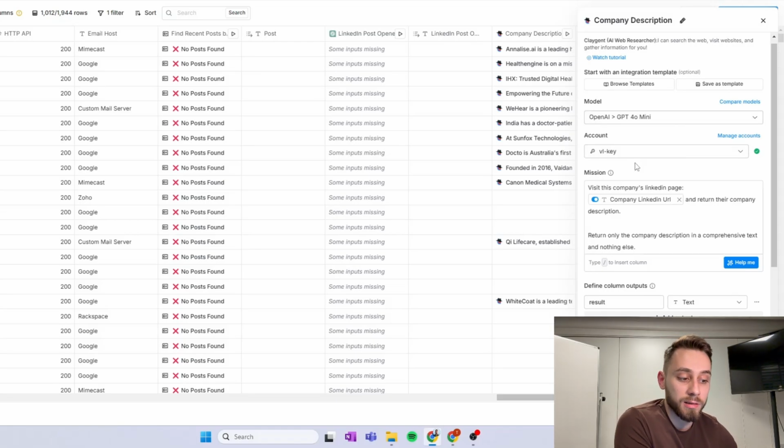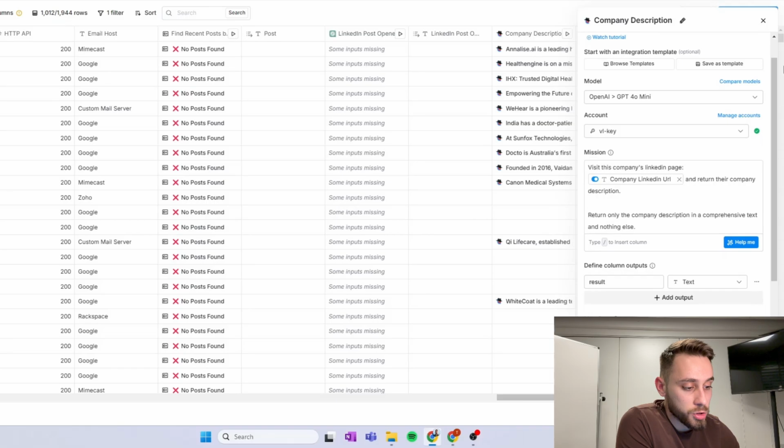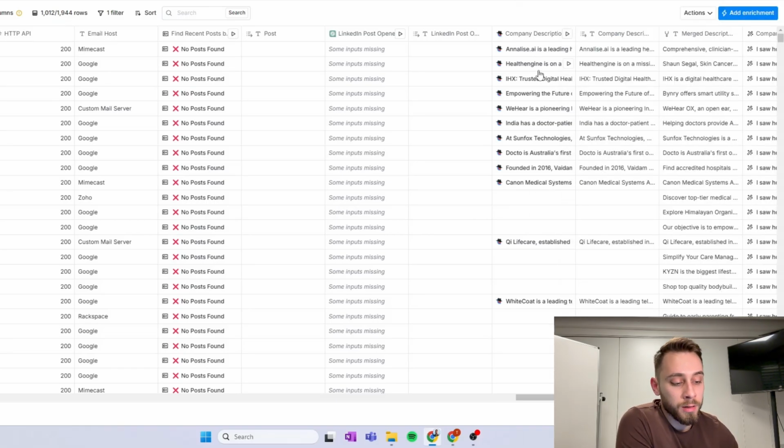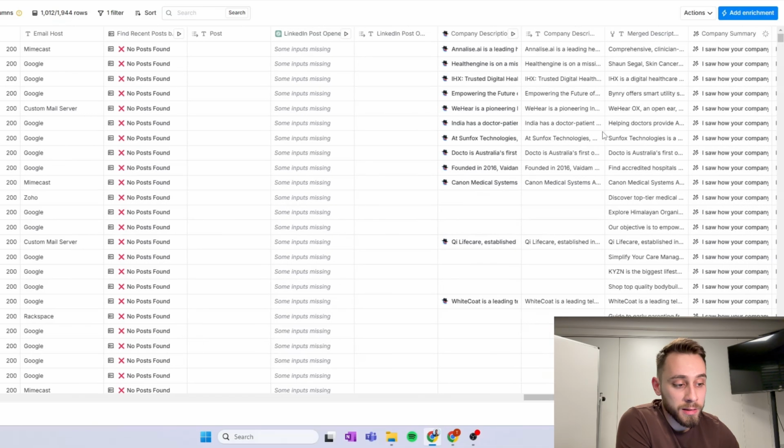You need to connect your key from OpenAI, and then you're going to be using this prompt, which is: visit this company's LinkedIn page, then you point it to the column and return their company description. Return only the description and nothing else. All right, so that's going to get the description exactly from their LinkedIn profile.